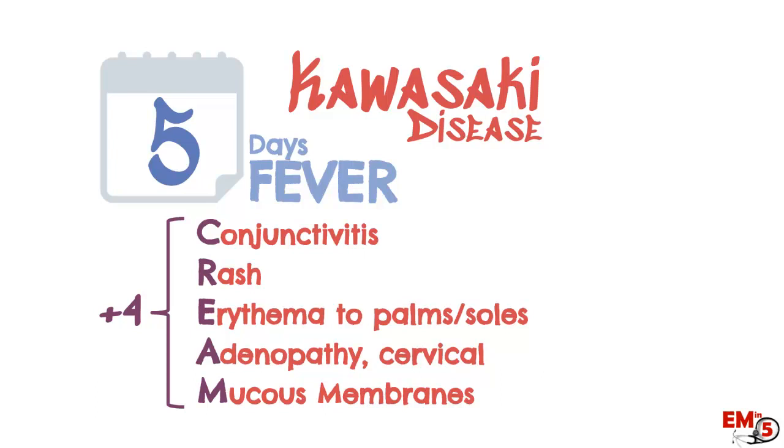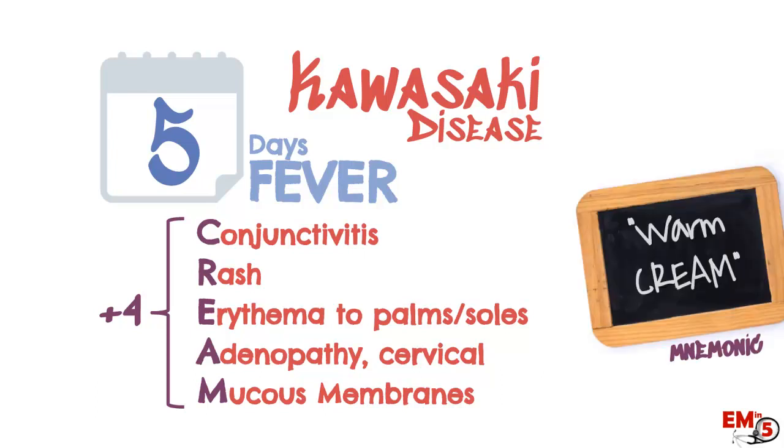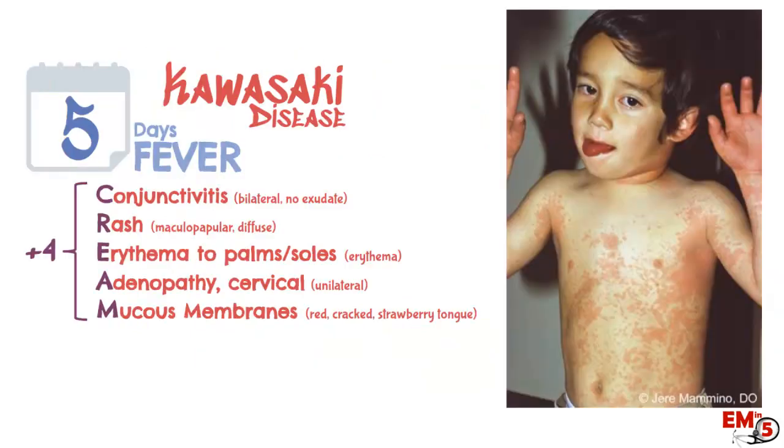So Kawasaki's is characterized by 5 days of fever and 4 out of the 5 of these other symptoms. And there's this little mnemonic, WARM CREAM, that can help you remember. The WARM is for the fever for 5 days, and then CREAM are the other symptoms. So we have a bilateral conjunctivitis, a rash, erythema to the palms and soles, cervical adenopathy, and mucous membrane involvement. Let's take a look at some pictures.